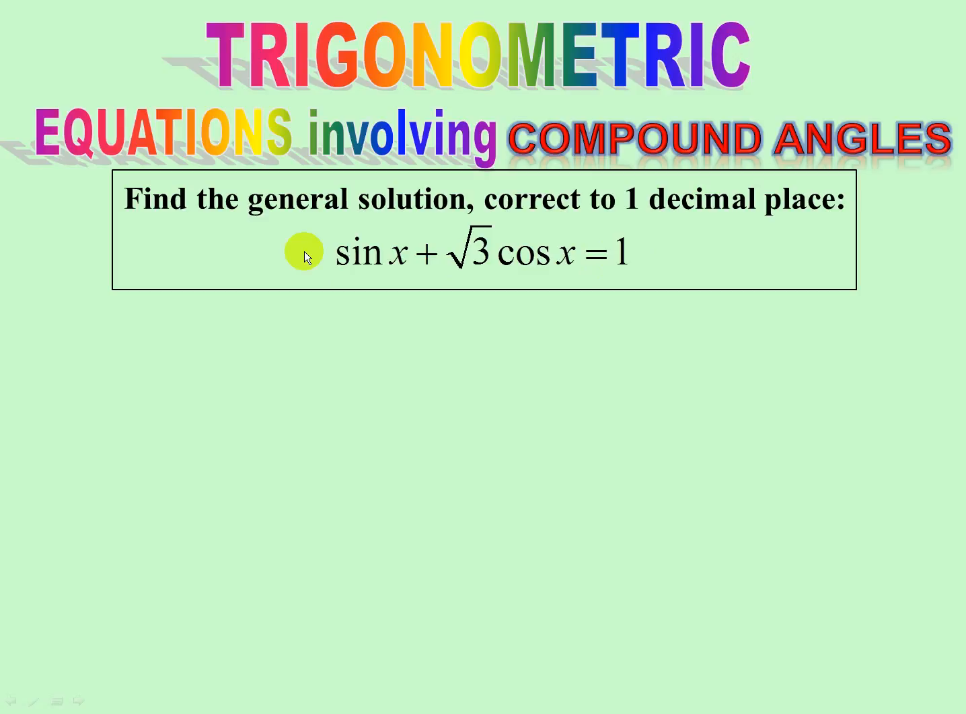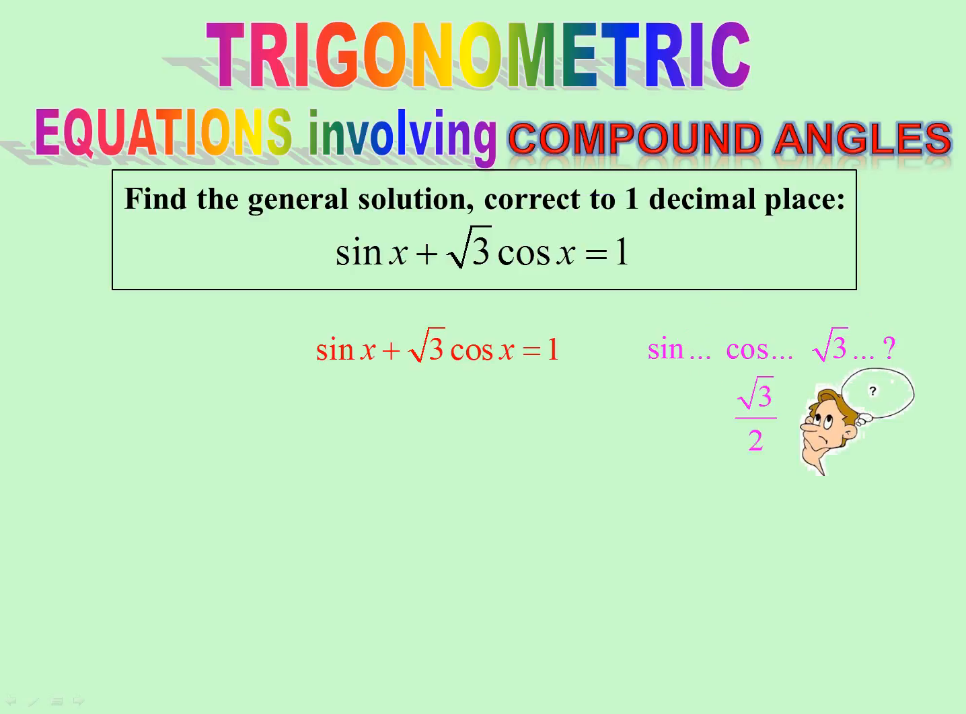What I'm going to do here is I'm going to take that equation and I'm going to say, well, hang on, root 3, that reminds me of something. Think of root 3 over 2. Yes, yes, yes. So I'm going to divide through by 2. Each of those I'm going to multiply by a half. So there, half sine x, root 3 over 2 cos x equals a half.